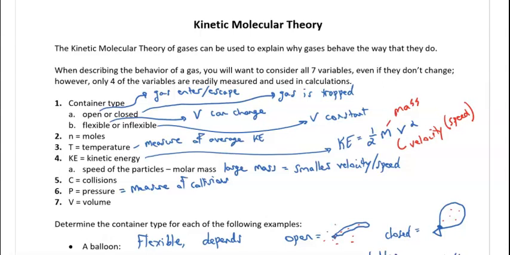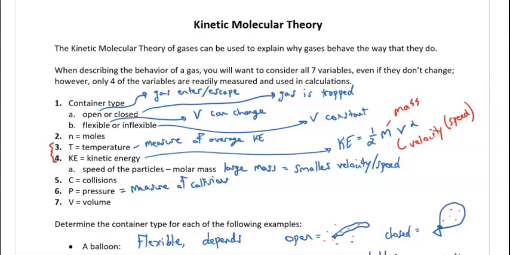The third variable we've talked about before, temperature. Remember, this is a measure of the average kinetic energy. So this is talking about the motion of those gas particles. Now that's related with number 4. So 3 and 4, the kinetic energy, these are always going to be directly related. Whatever the temperature does, the kinetic energy is going to do.